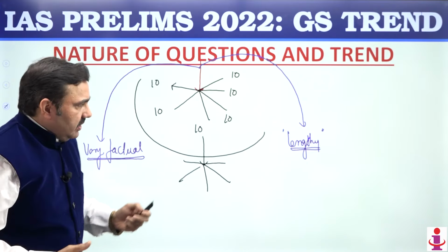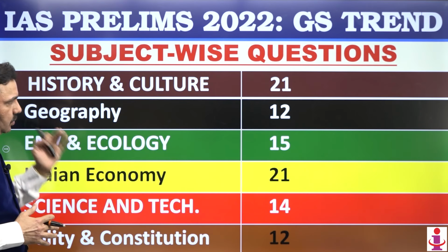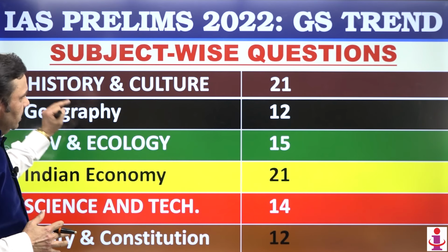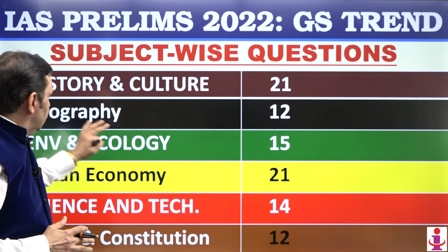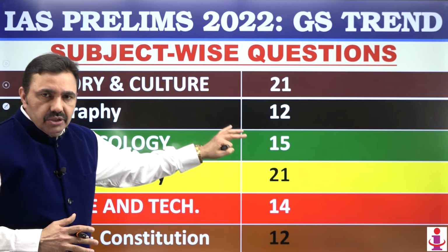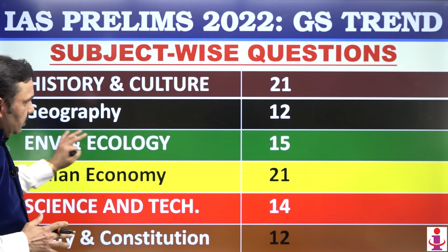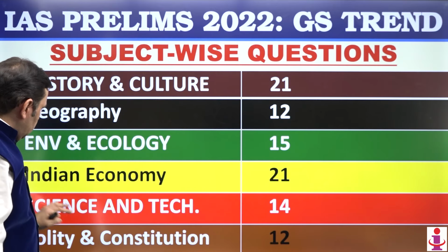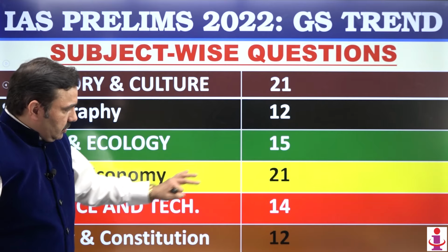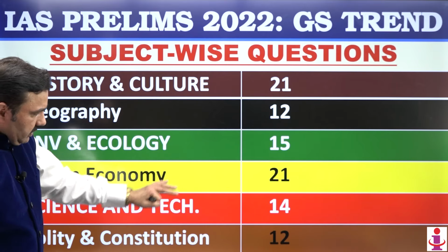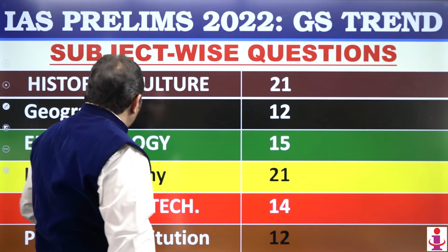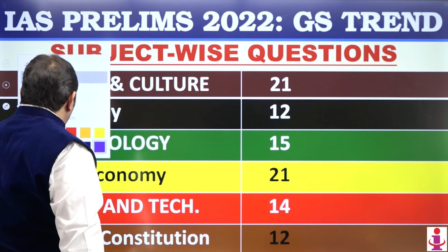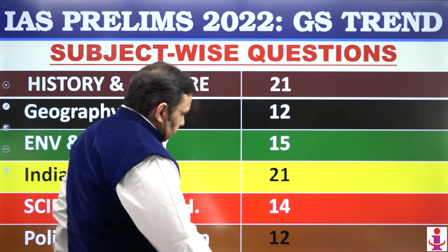So that was a general understanding. Now let us see how many questions came subject-wise. History and culture, there were around 21 questions. Geography, there were around 12-13 questions. Environment and ecology, around 15 questions. Indian economy, around 21 questions. Science and tech, around 14. Polity, around 12. So compared to last year, if you see the game plan here, polity went down.